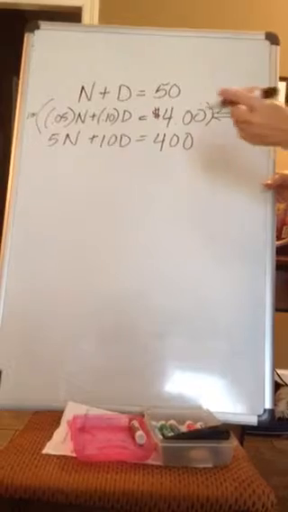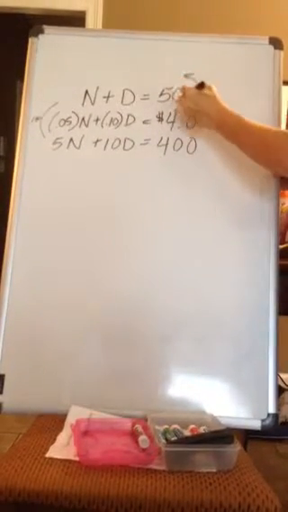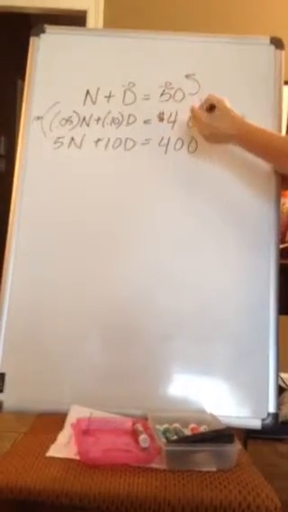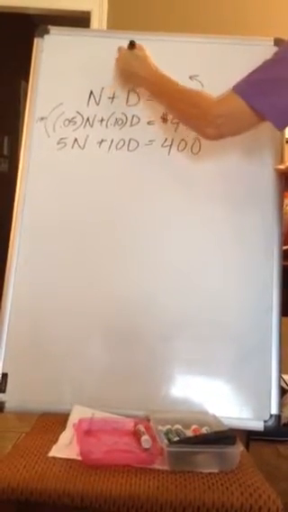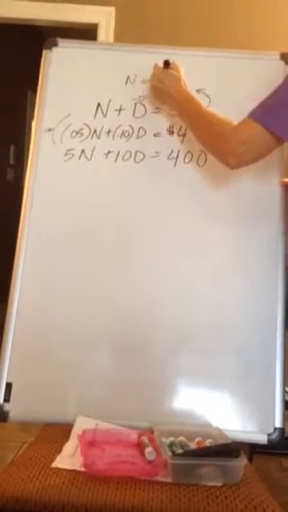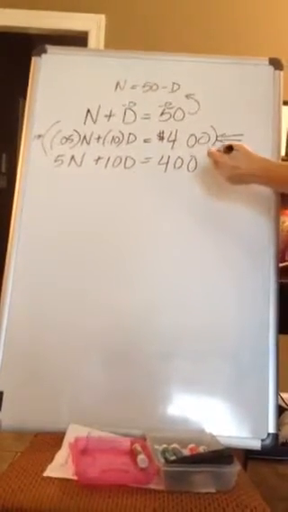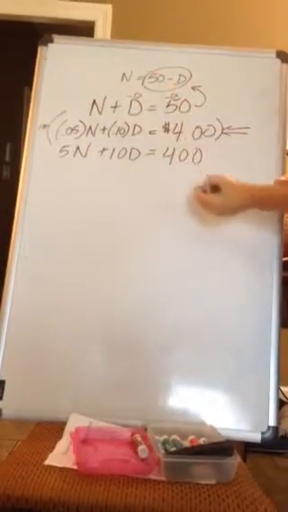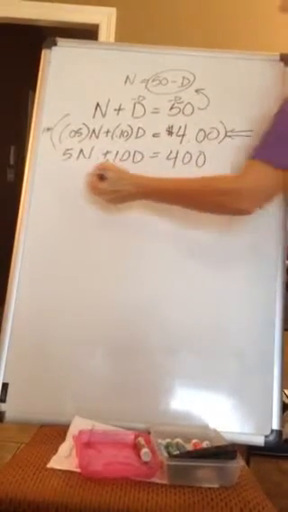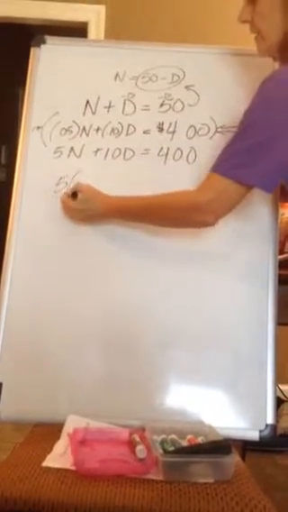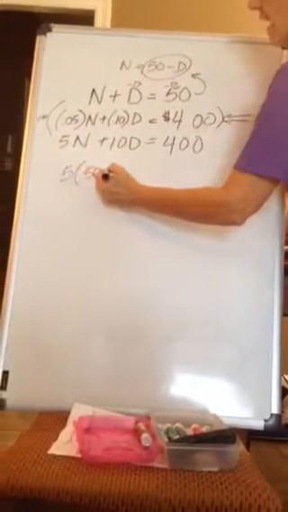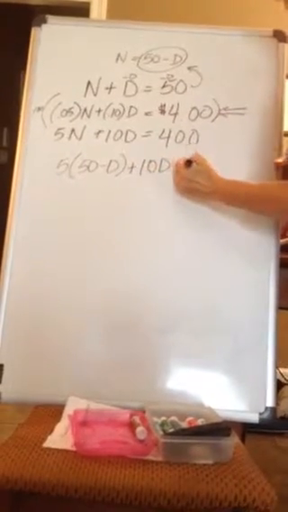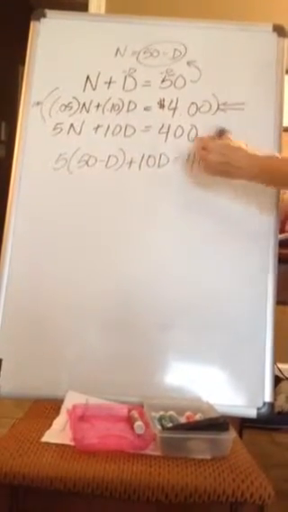Now I need to use substitution. I can solve for n in this equation by subtracting d on both sides. And my new equation is n equals 50 minus d. I can then substitute where n is in this equation. I can substitute 50 minus d. And I'm left with 5 times (50 minus d) plus 10d equals 400.